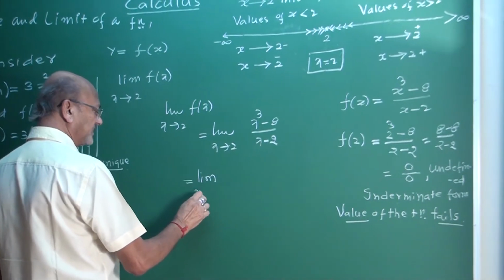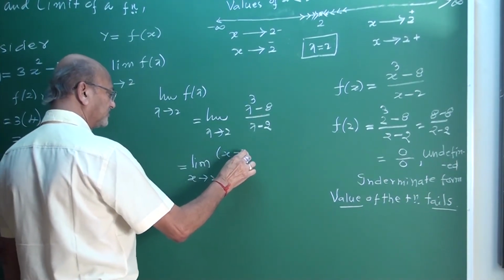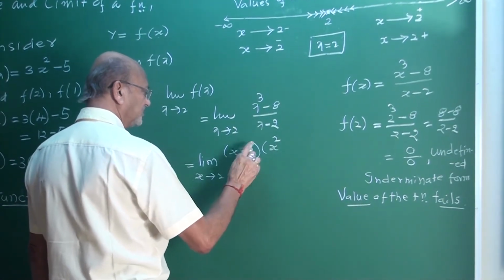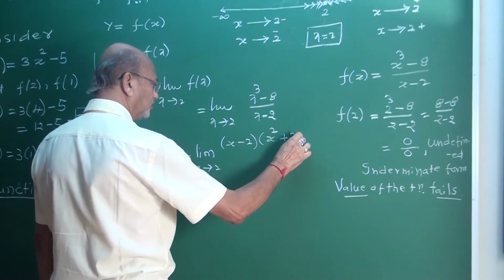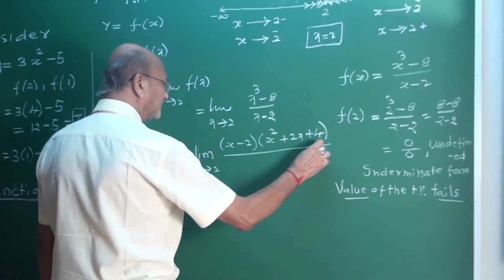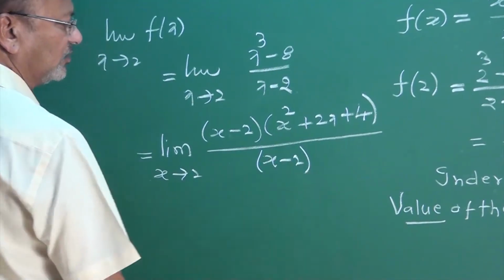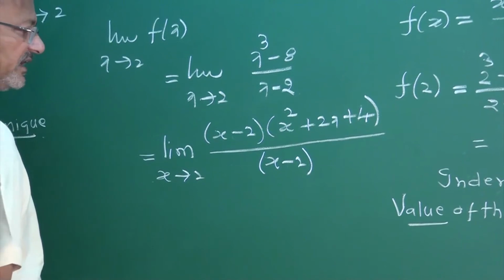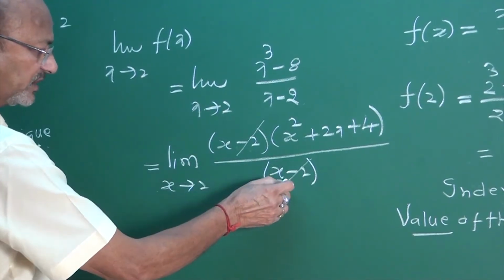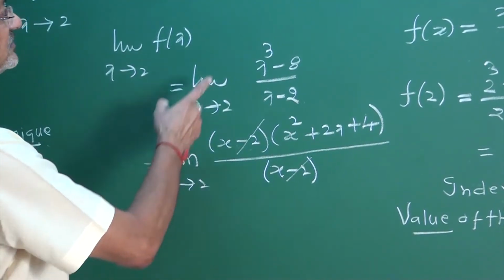It is the limit as x tends to 2. The factors: (x minus 2) times (x square plus 2x plus 4), with the denominator x minus 2. Next question: can you cancel x minus 2 with x minus 2? In this case, my friends, it is still there.